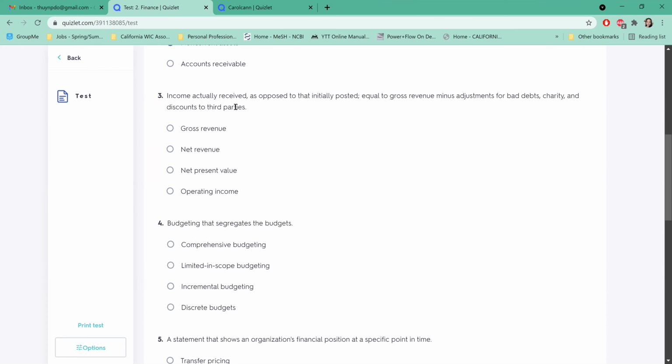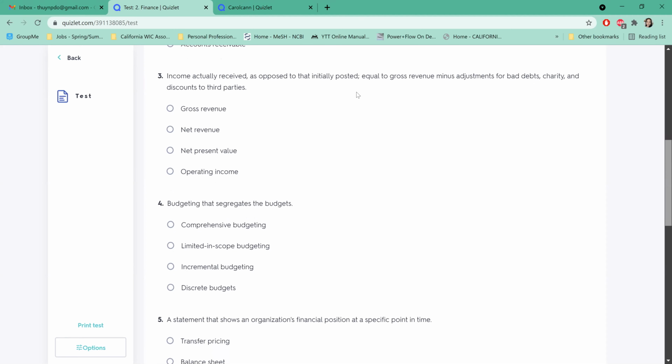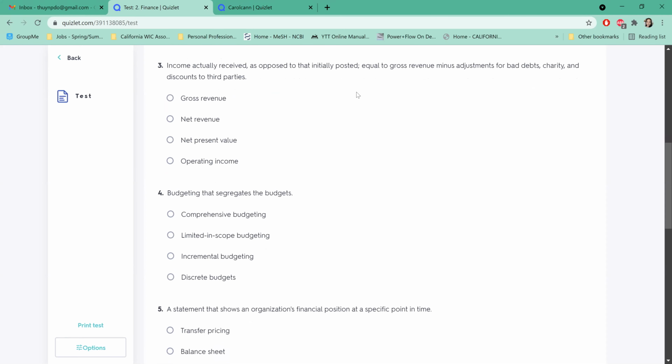Number 3, income actually received as opposed to that initially posted, equal to gross revenue minus adjustments for bad debt, charity, and discounts to third parties. Is that A, gross revenue, B, net revenue, C, net present value, or D, operating income? Looks like we're getting answers for B. B, Bravo. Awesome, net revenue, thank you.